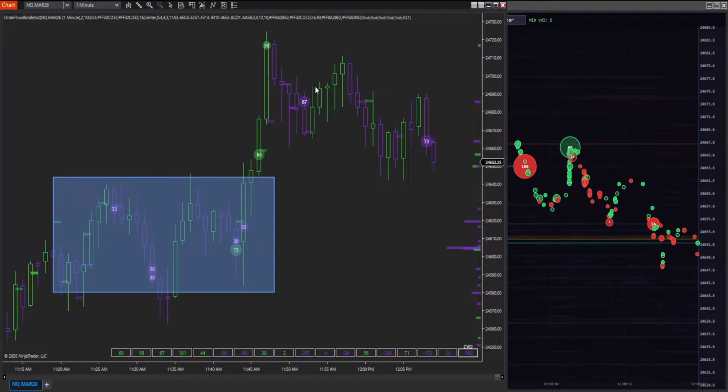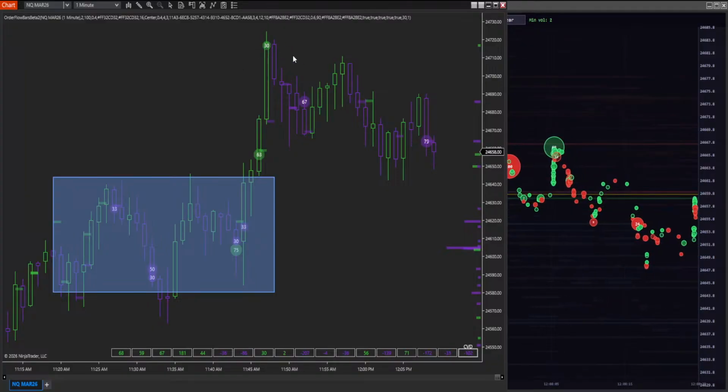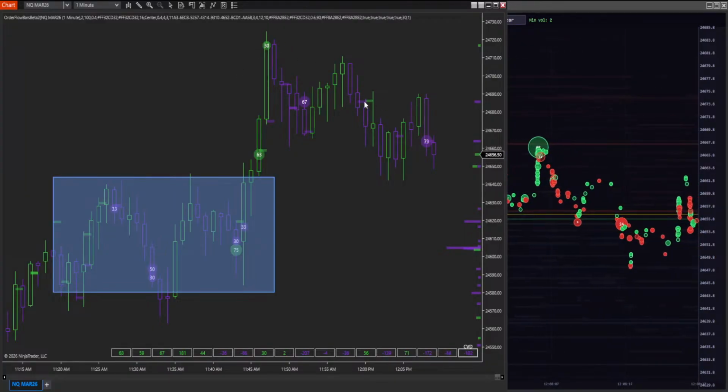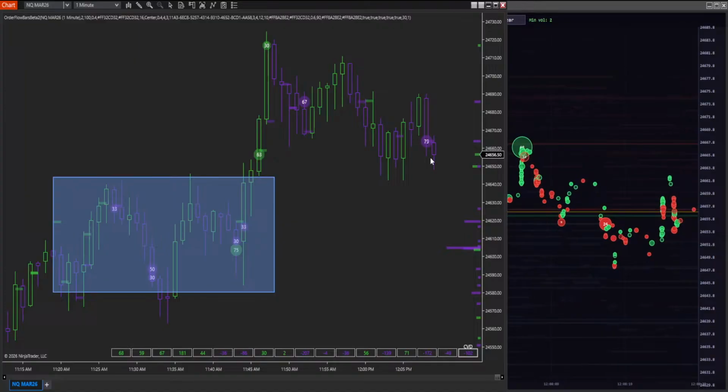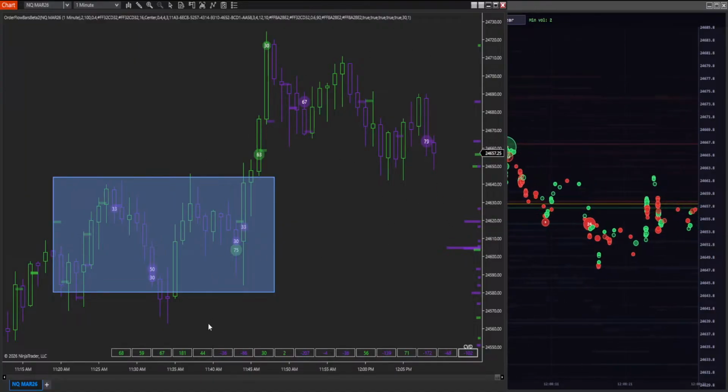So that's what I see right there. Also what I'm seeing up here is buyers right here that got absorbed, and we got a seller right here that's trying to push it down. But not much is going on.